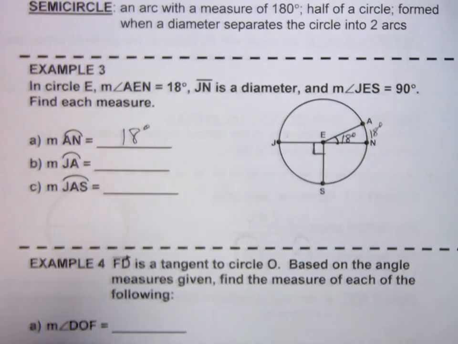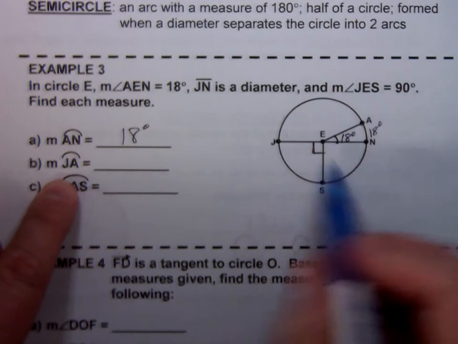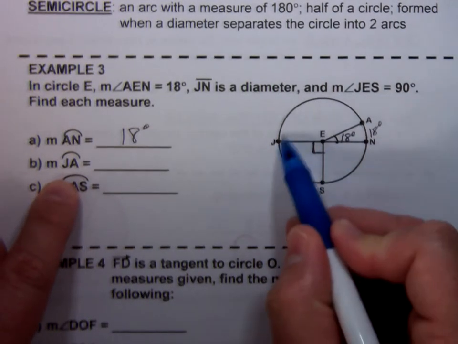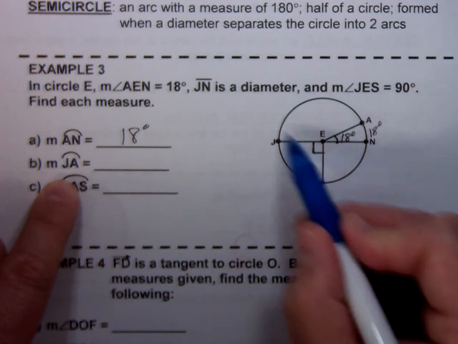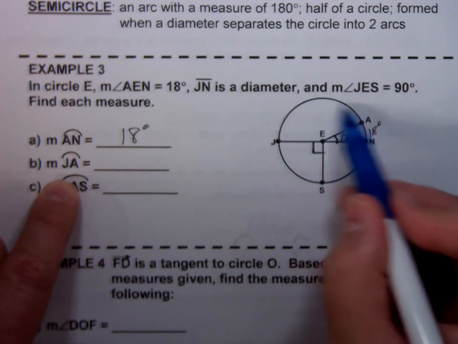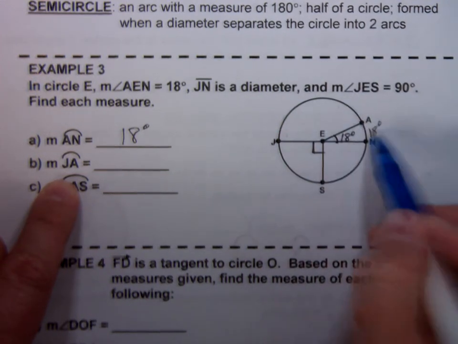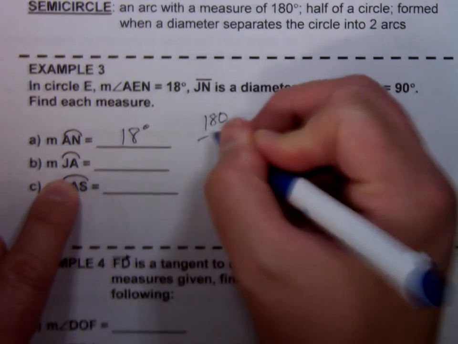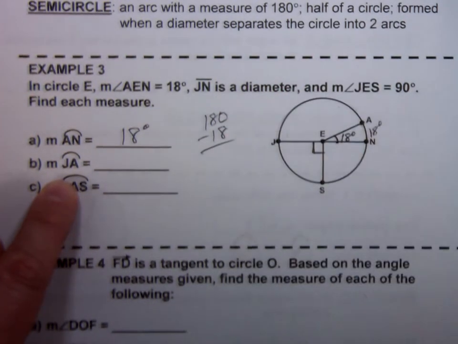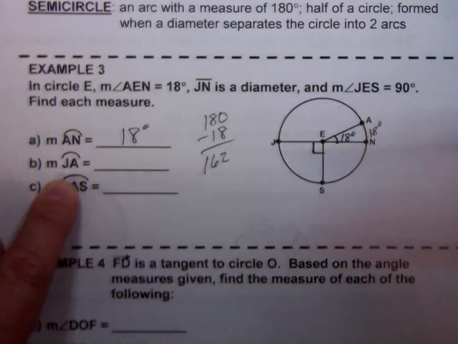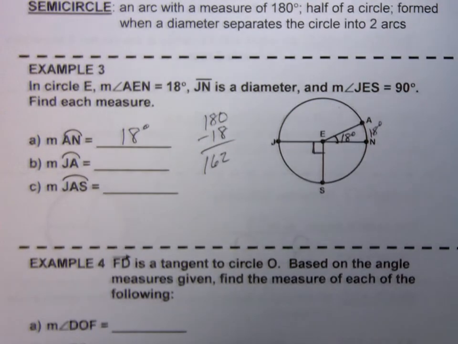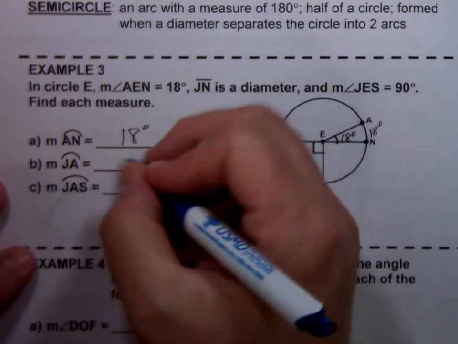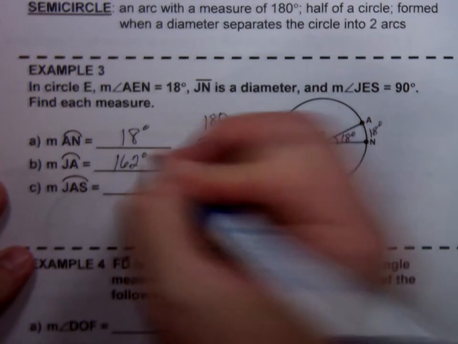Okay, the measure of arc JA. Well, remember, this is a diameter, so from J around to N is 180 degrees. Well, that 180 degrees has been split into 2 parts. If one of those parts is 18, I can subtract that from 180 and find out what the other part is. It's 162. So the measure of arc JA is 162 degrees.